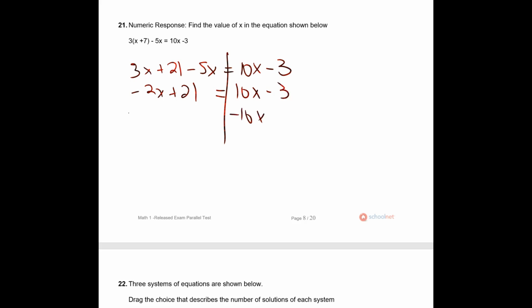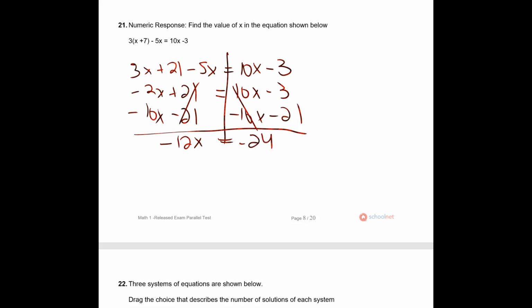Slide to the left. Slide to the right. So we get negative 12x equals negative 24. Divide by negative 12, divide by negative 12. x is equal to 2. All right, box or circle. Moving on.